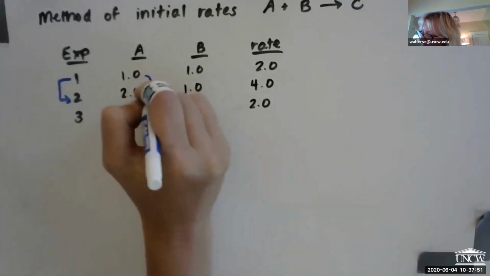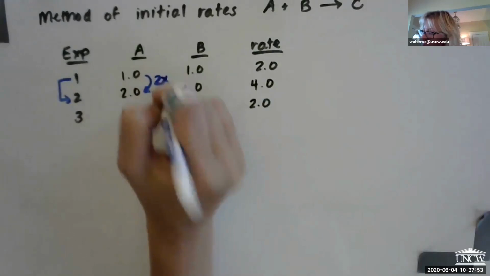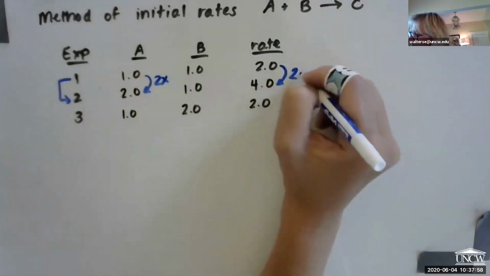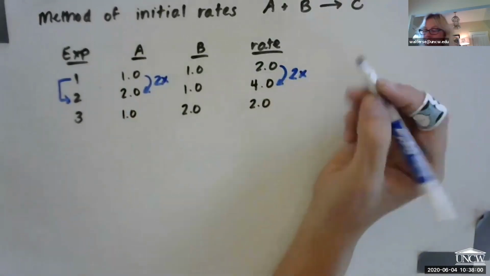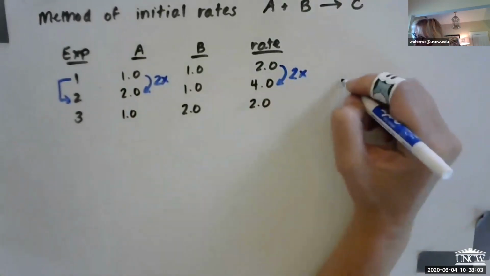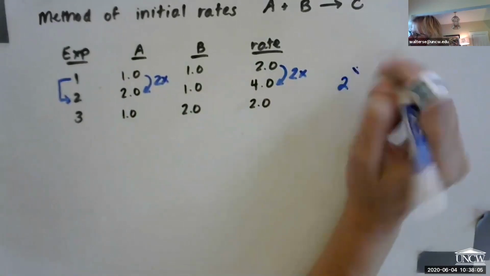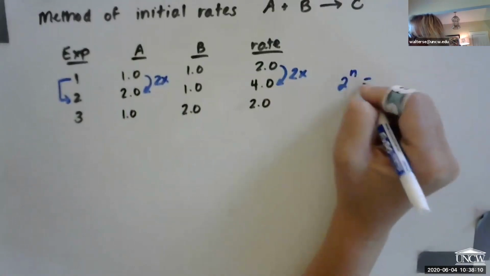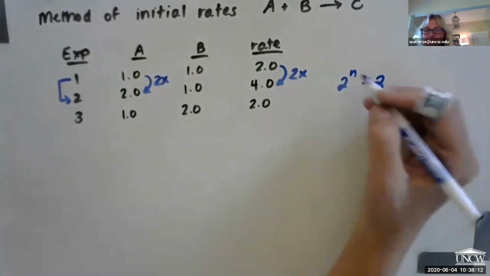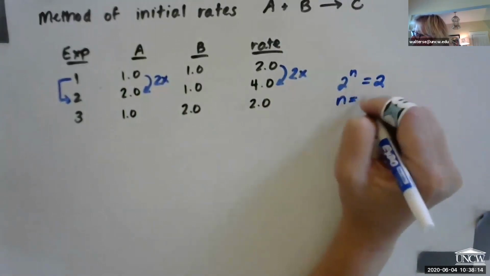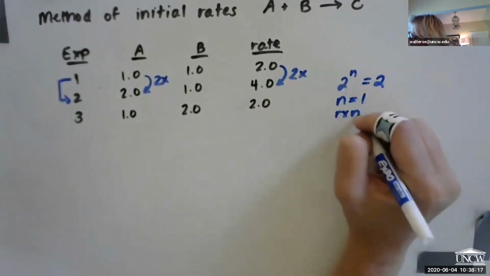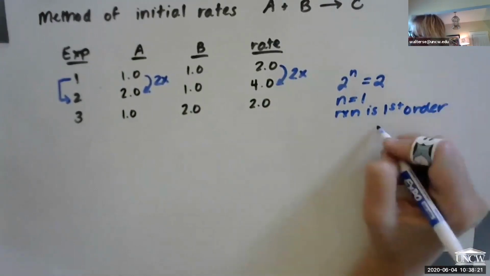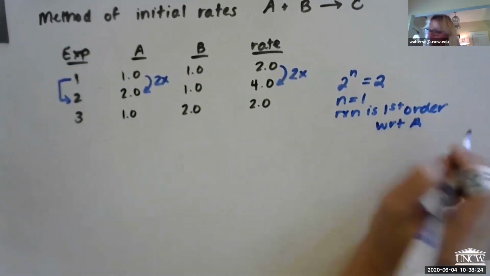When the concentration of A goes up by 2, the rate of the reaction goes up by 2. So I would say 2 to what order, I'm going to use an n, equals 2. So n would be equal to 1, and the reaction is first order with respect to A.